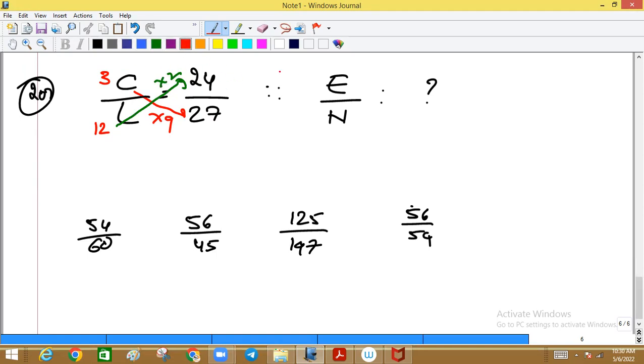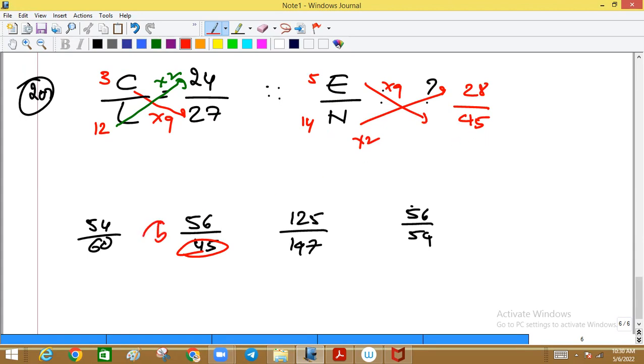In the same way, what is E? No, don't write, it's wrong. E is 5, N is 14. So if you multiply with 9, how much will you get? Denominator 45. So you're getting 45 here. But if you do the same thing with 14, 14 two times, you will get 28 as the answer, right? So obviously, as you got the denominator, the answer is B. That is 100%.